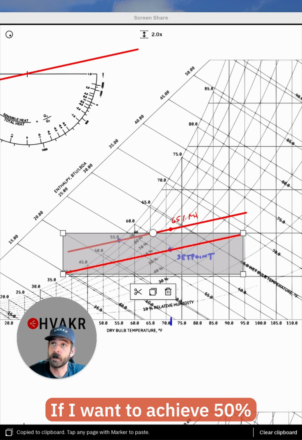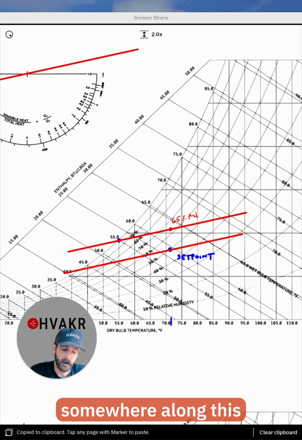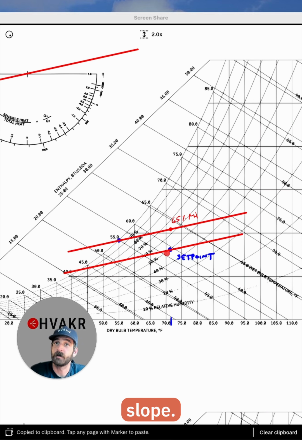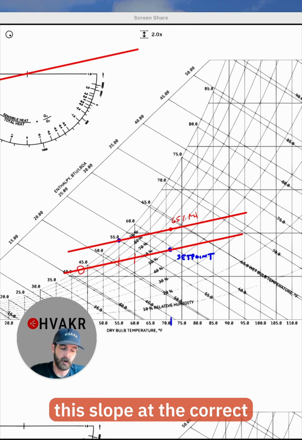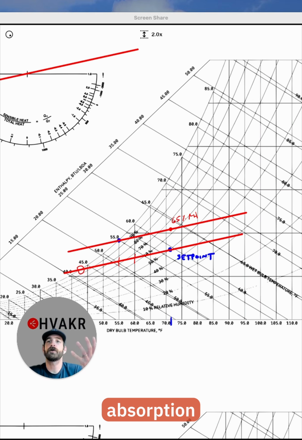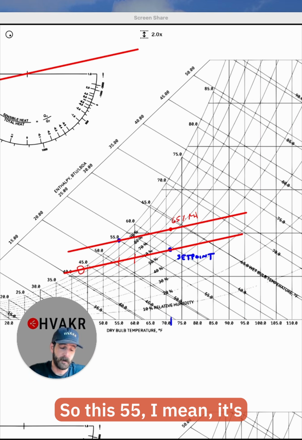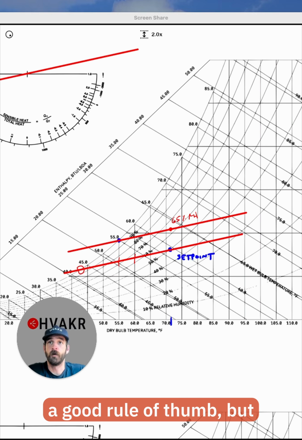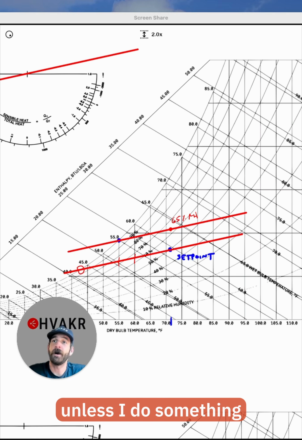If I want to achieve 50% relative humidity, then my supply state needs to be somewhere along this slope. It could be here, it could be here, it could be here. As long as it's along this slope at the correct CFM, I will be able to achieve the moisture absorption that I need and actually maintain a 50% relative humidity in this space. So this 55, it's a good rule of thumb, but in my scenario with a 0.7 space sensible heat ratio, I'm just not going to be able to achieve it unless I do something else.